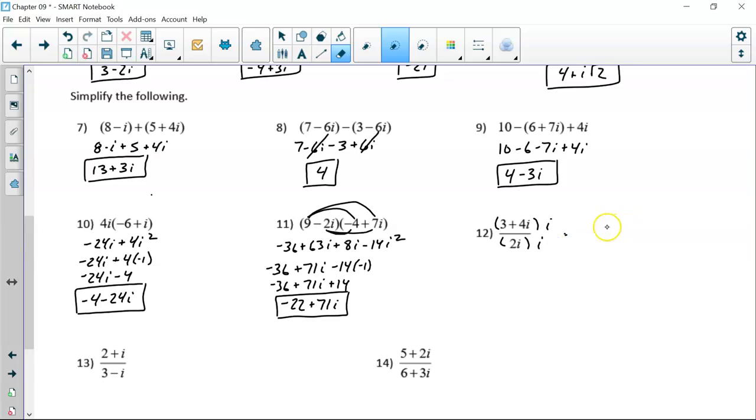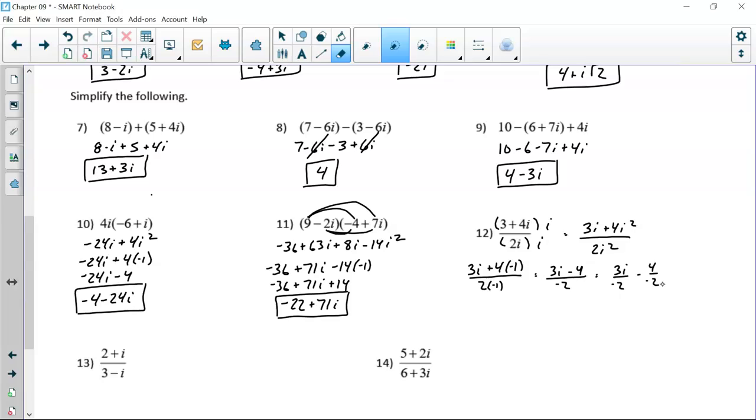So our top number is going to be 3i plus 4i squared over 2i squared. Now we've got to clean that up. 3i plus 4 times negative 1 over 2 times negative 1. So it's going to be 3i minus 4 over negative 2. So I like to rewrite this. We can do 3i over negative 2 minus 4 over negative 2.